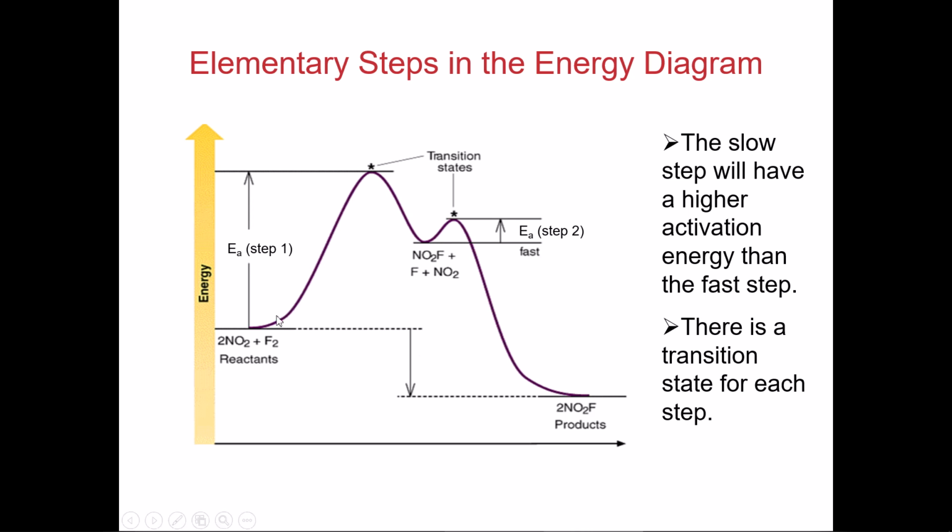Now for each of the steps, we can see the endothermic and exothermic shape. Step 1 is endothermic, but step 2 is very exothermic. Overall, the entire reaction would be exothermic, and our delta H noted here would be negative.